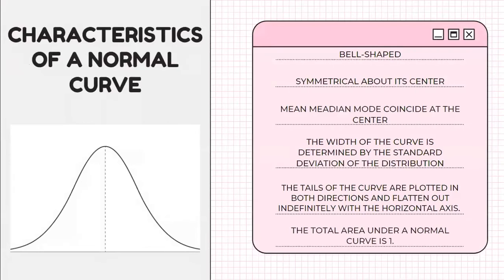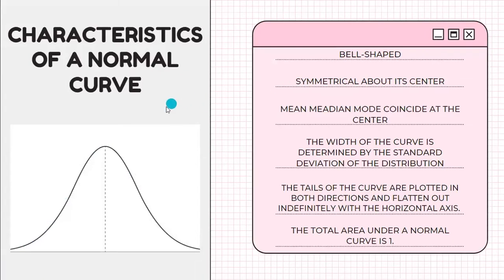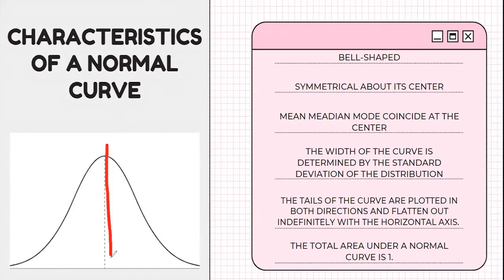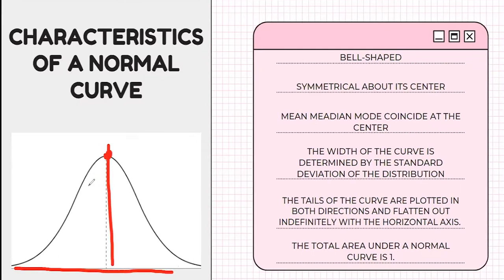Furthermore, here are 6 characteristics of a normal curve. First is bell shape. So we have mentioned previously, the shape of a curve looks like a bell. Second, it is symmetrical about its center. If we draw a segment from the peak of the curve, this is the peak, down to the horizontal axis, the x-axis, the segment divides the normal curve into 2 equal parts. The left and the right are both equal.